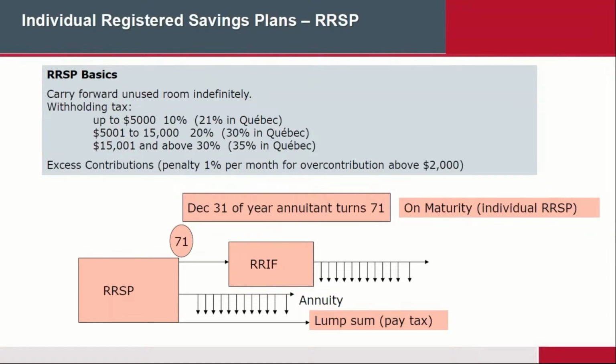Okay. If you take out between $5,001 to $15,000, it's a 20% penalty. $15,000 and up, it's a 30% penalty. So this is what we call the withholding tax. So if you take out any RRSP money, there will be a withholding tax. Okay, so you've got a pot of money, and you say, I need some money now. You're going to get penalized according to the amount of money that you're taking out.